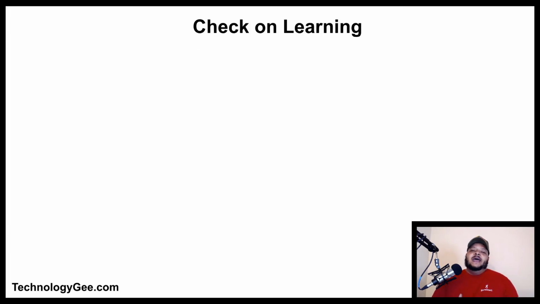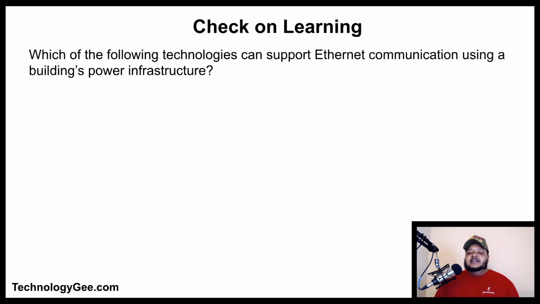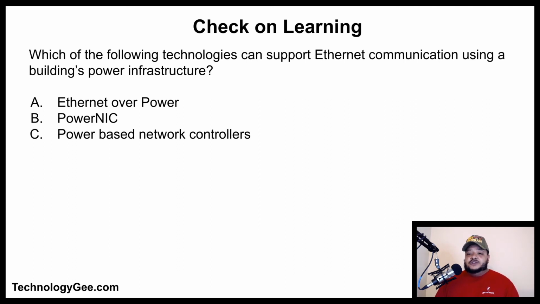All right, so let's go ahead and get into some check on learning, shall we? So the first question is, which of the following technologies can support Ethernet communication using a building's power infrastructure? Would it be Ethernet over power? Would it be power NIC? Would it be power-based network controllers? Or would it be power over Ethernet? So which of the following technologies can support Ethernet communication using a building's power infrastructure?